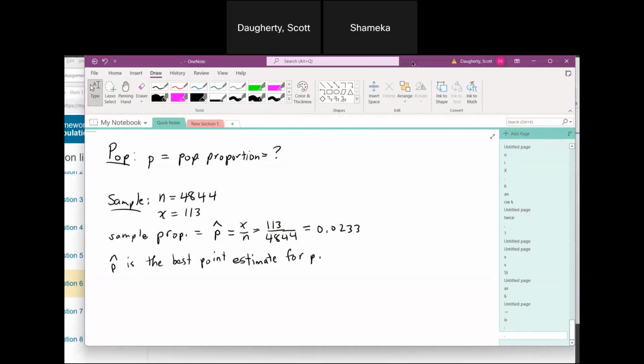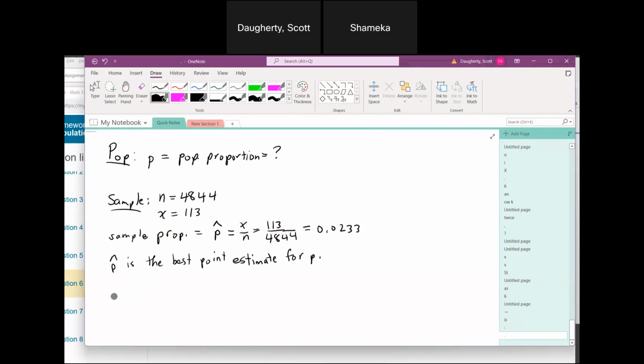So, like I said, statisticians don't really like estimating these numbers with a single number. What they prefer to do is estimate it with a confidence interval. It's a better way of estimating this population proportion. Every time you find a confidence interval, there's an associated margin of error.